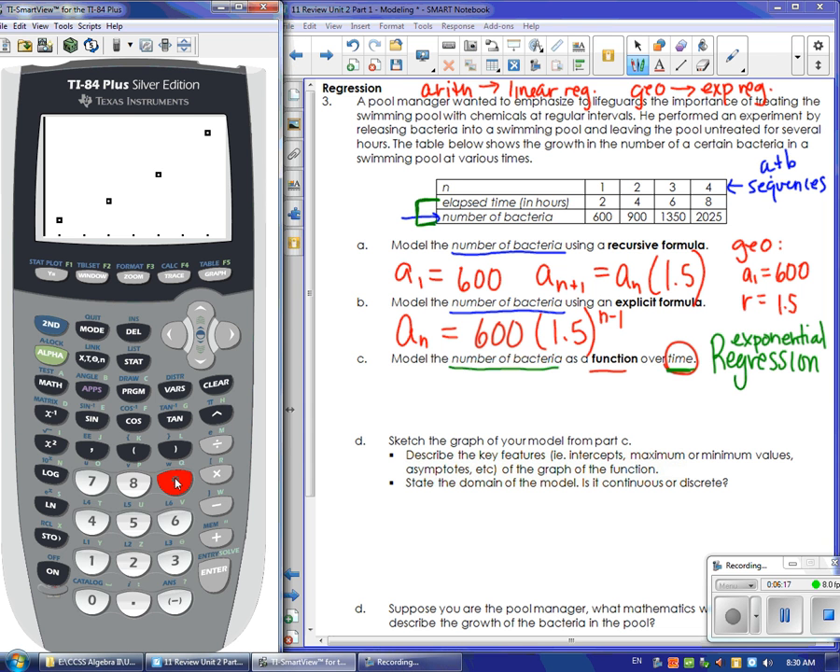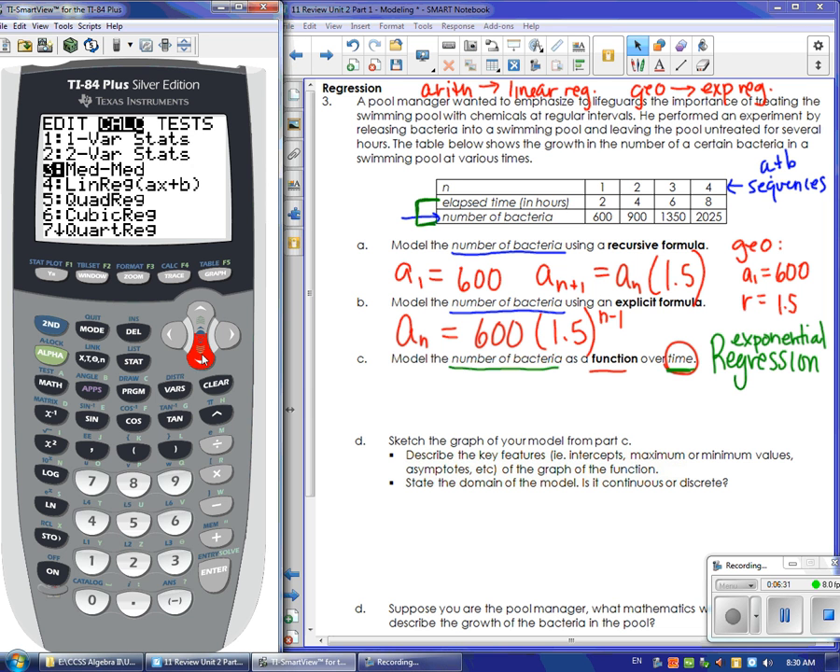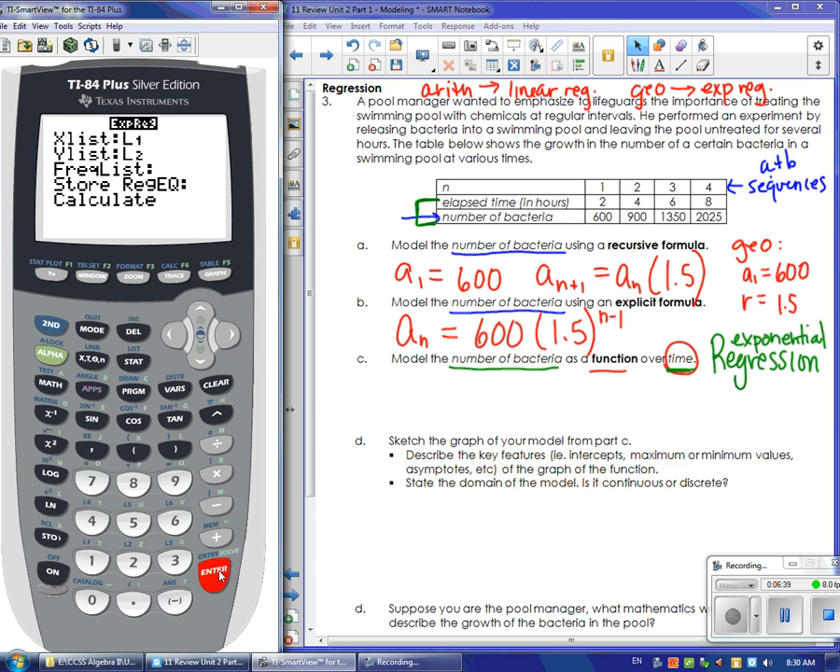Okay, so I'm going to go ahead back to my home screen, because this is where I'm going to come up with the equation. I'm going to go to Stat, because I'm dealing with statistics. I want the calculator to calculate the regression equation. So this time I am going to scroll down until I see exponential regression. There we go. And I need to tell the calculator where my data is.